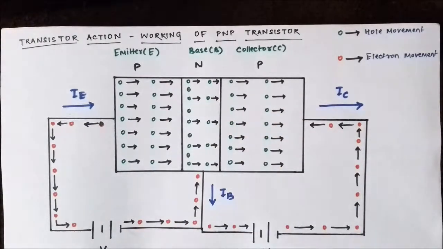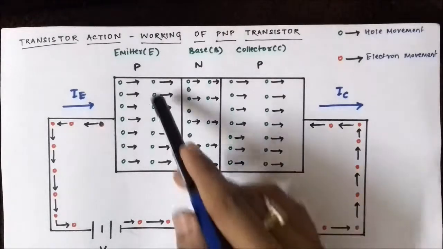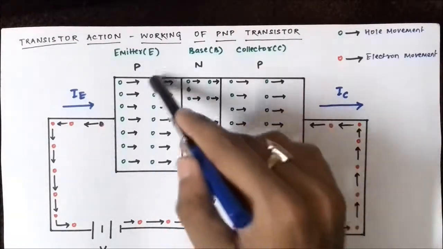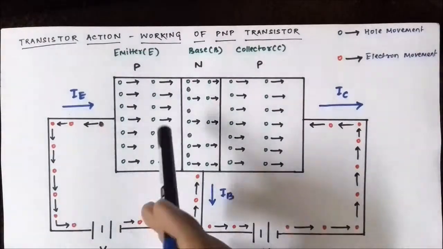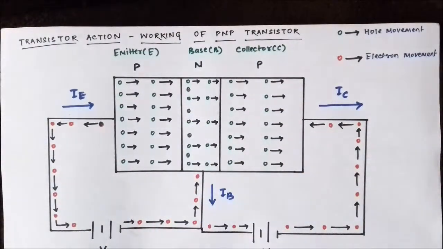So the holes never move. It is actually always the electrons which move from one place to another. This movement of electrons causes the location of the vacant spots, or the holes, to change from one place to another, which we see as the movement of holes.